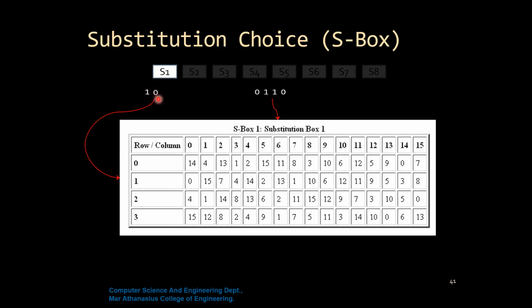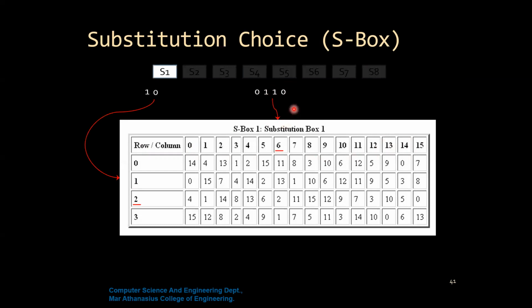So the first and last bits will point to, since we have 2 bits here, the values range from 0 to 3. That is, select a row. In the middle, you have 4 bits. So 4 bits means the value ranges from 0 to 15. That selects one of the columns of the SBox.